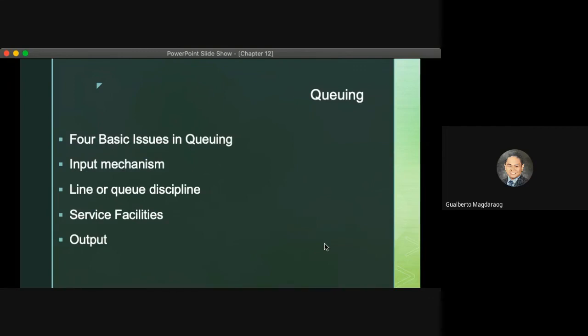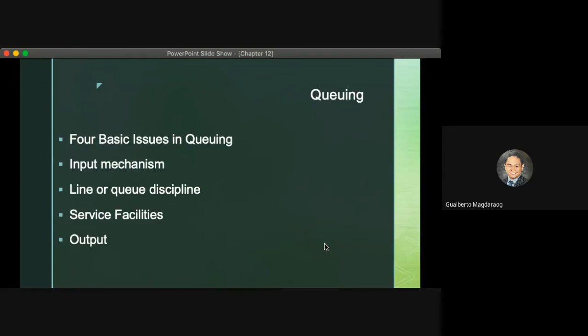So there are four basic issues in queuing: the input mechanism, the line or queue discipline, the service facilities, and the output. But again, we will not have a very thorough computational analysis on this. We simply have to appreciate that there is a means to study queuing, or to study the traffic flow in our organization, and that is queuing theory.